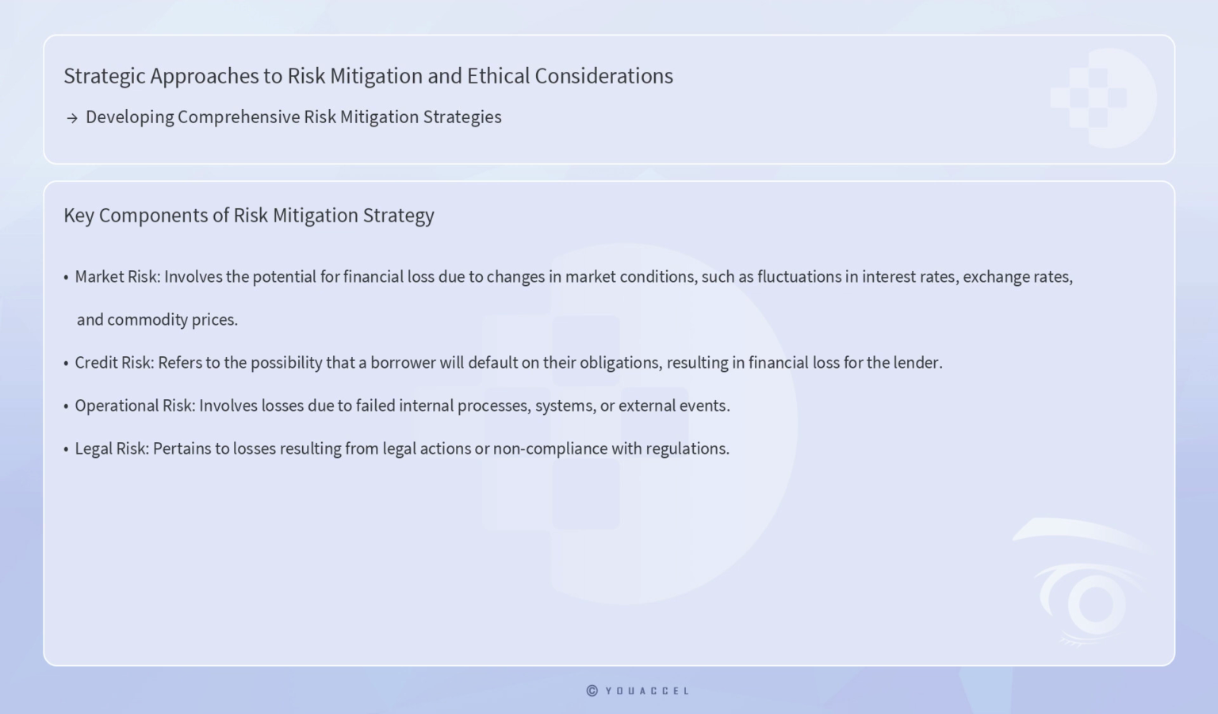Credit risk refers to the possibility that a borrower will default on their obligations, resulting in financial loss for the lender. Operational risk involves losses due to failed internal processes, systems, or external events, while legal risk pertains to losses resulting from legal actions or non-compliance with regulations.